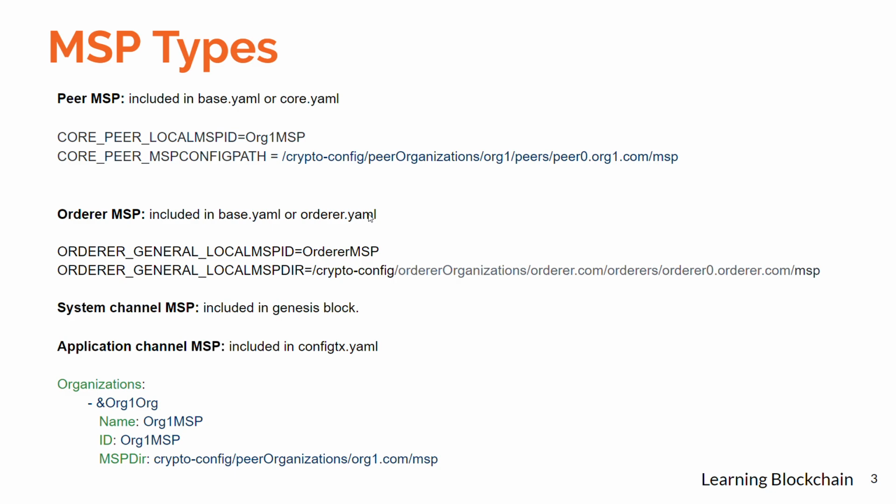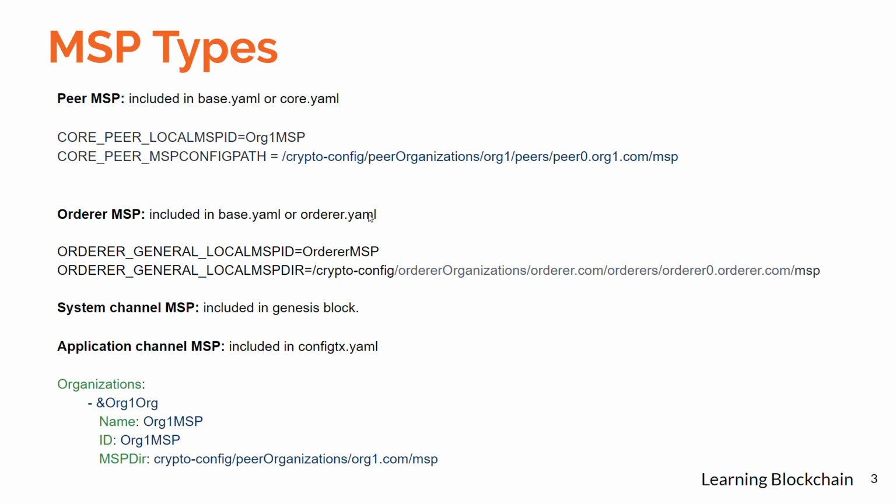In the same way, the orderer MSP's ID and the path is present inside the base YML or the orderer YML, and it also can be overridden by some environment variables like orderer general local MSP ID and orderer general local MSP directory. Now the next thing is the system channel MSP. System channel MSP is actually included inside the Genesis block. So system channel MSP I will describe in the next slide.